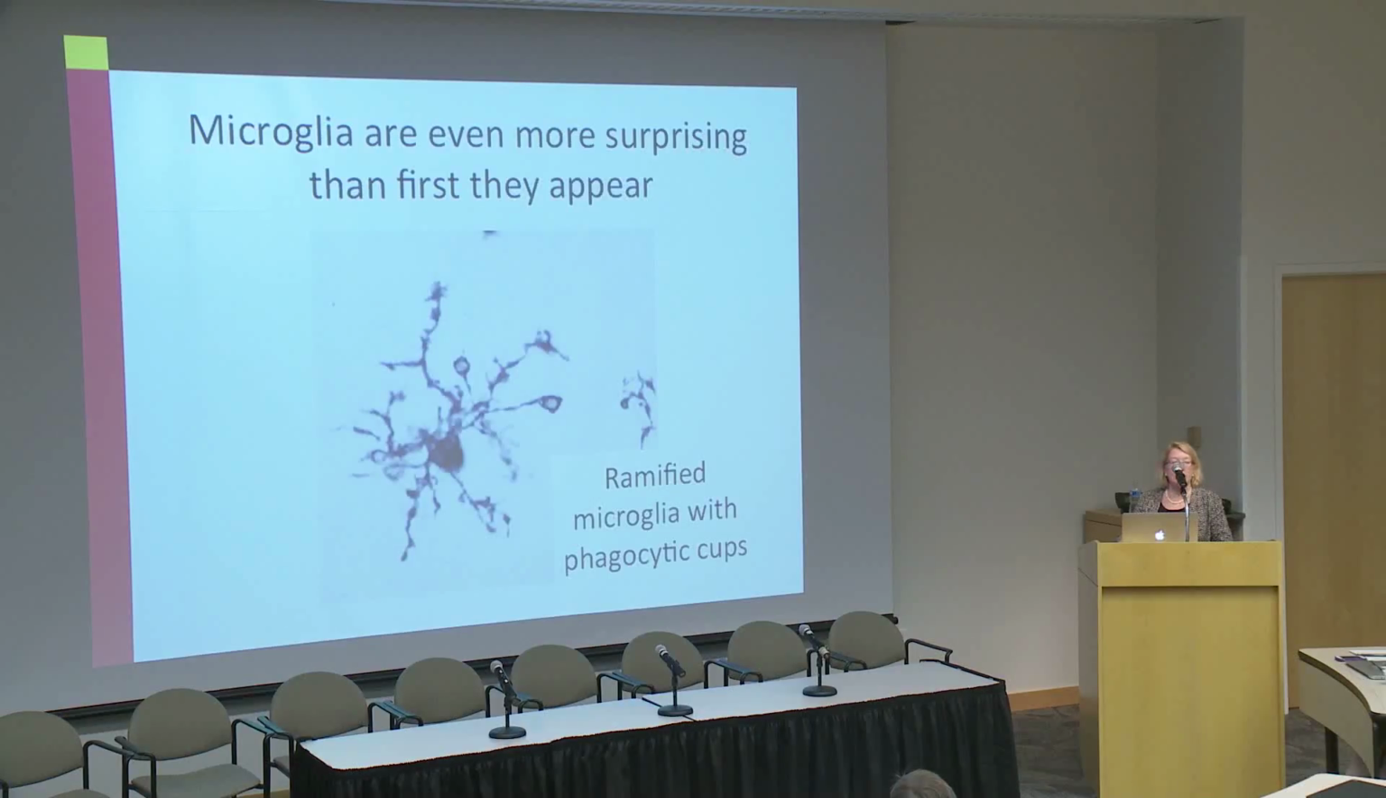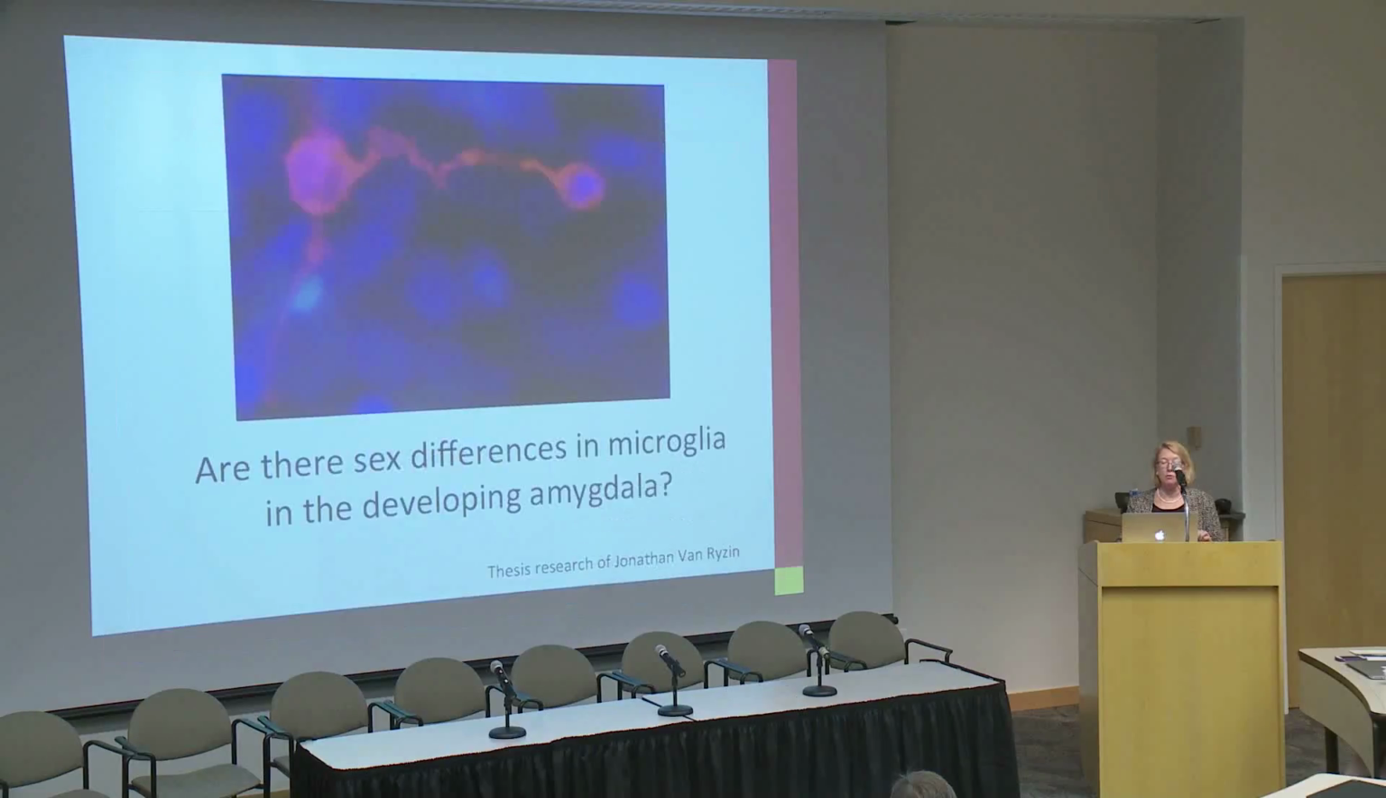Jonathan Van Rissen, and he started looking at the microglia, and he said, what are these funny cup-like things all over the microglia? And Katie Lenz had said, oh, I saw those. I didn't know what they were, so I just ignored them. Turns out these are really important. These are phagocytic cups, and that's a lot of what microglia do, and particularly when they're in the surveying state.